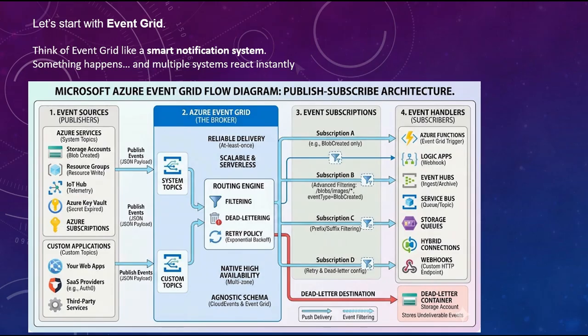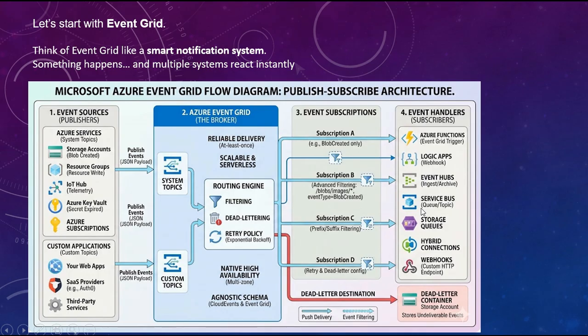So let's start with Event Grid. Think of Event Grid like a smart notification system. Something happens and multiple systems react instantly. You can see here, an event has been published. That is a JSON payload, and subscription A, an Azure Function, gets triggered. In this way, all the other Azure services get triggered.